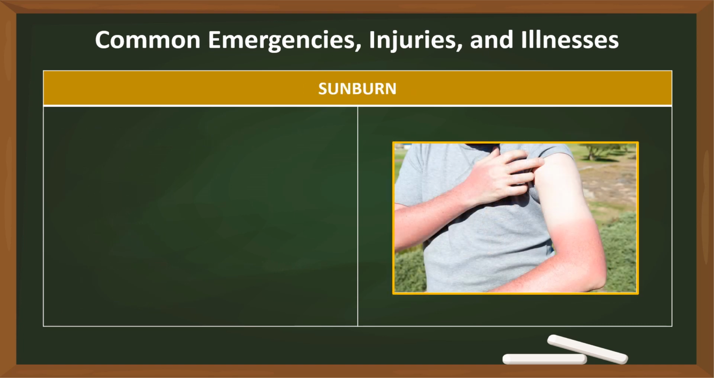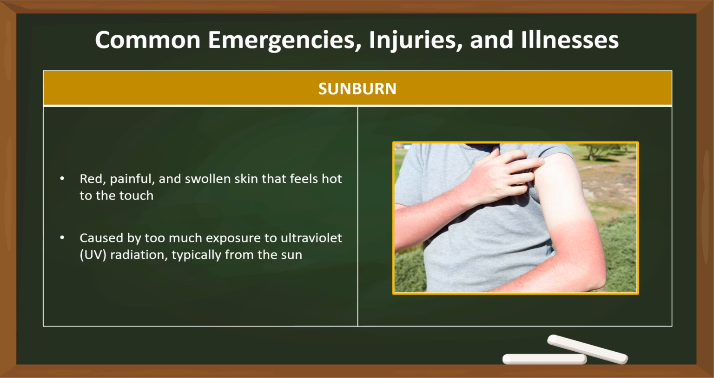The second to the last item on our list is sunburn. Sunburn refers to red, painful, and swollen skin that feels hot to the touch. People can get it from too much exposure to ultraviolet radiation, typically from the sun.